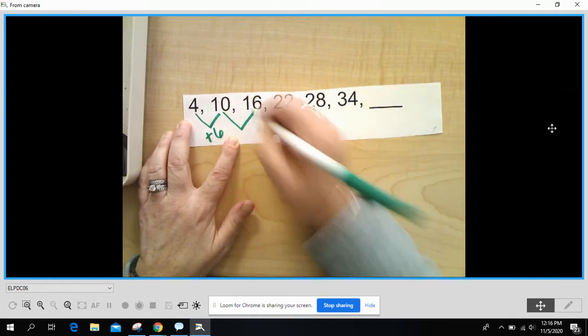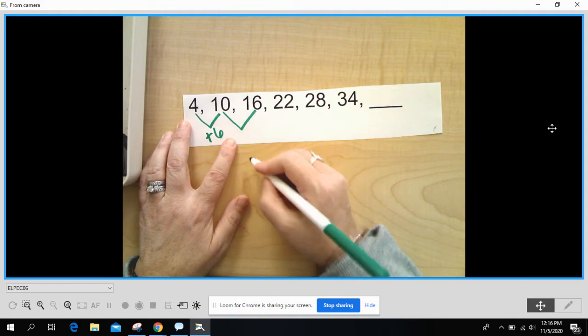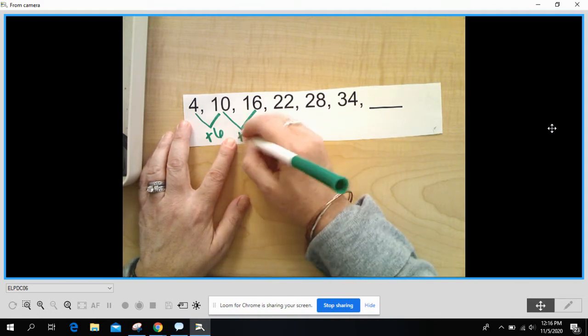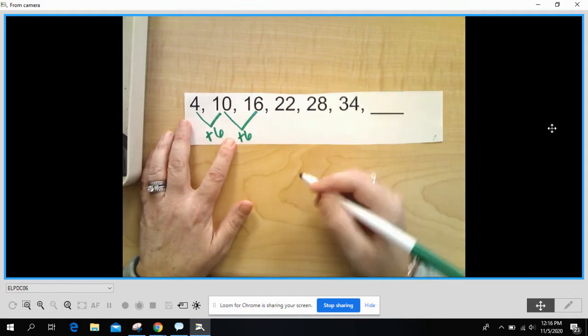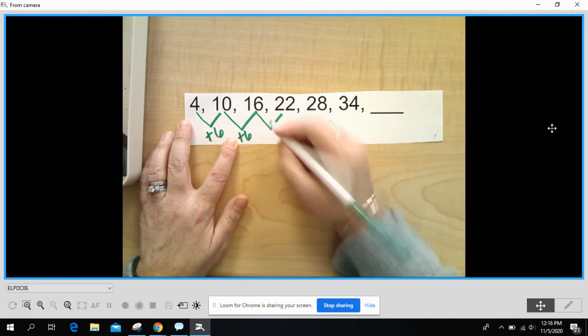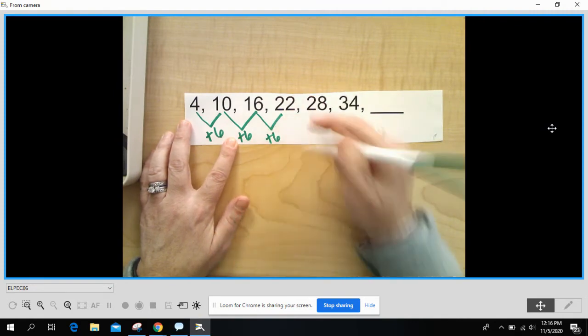So the next steps in my pattern go from 10 to 16. Well, yeah, 10 plus 6 is 16. I think we're on to something. 16 plus 6 more, yes, is 22.